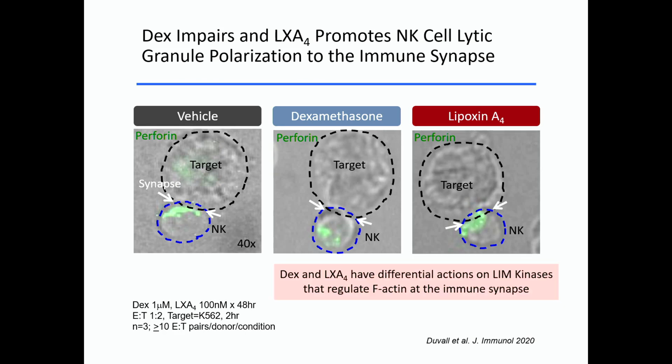We went on to show through a series of experiments that this is related to differential actions of the glucocorticoids on LIM kinases, LIM kinase 1 and 2. And these are important regulators of F-actin, this fibrillar actin, which is important for stabilization of that immune synapse. Lipoxins induce this process, glucocorticoids impair it.